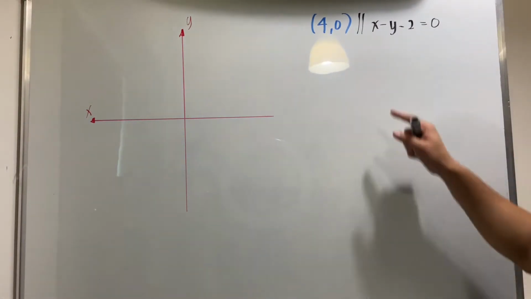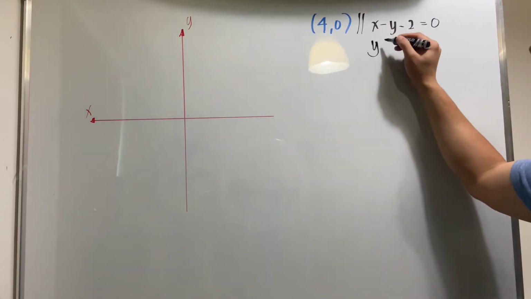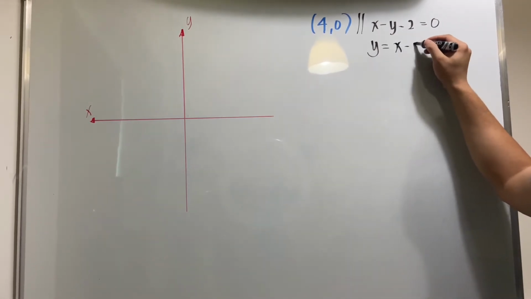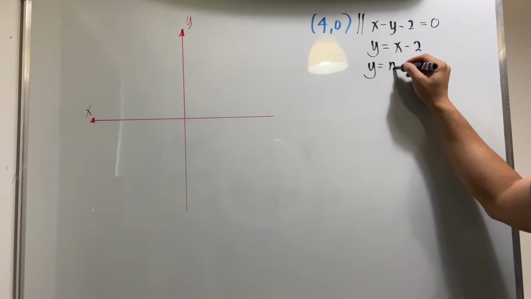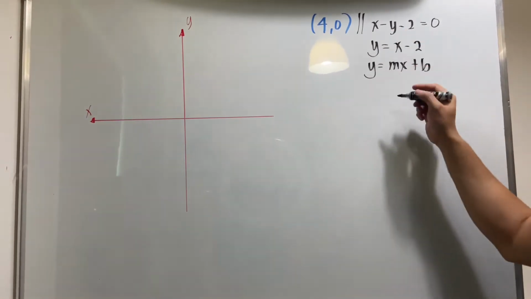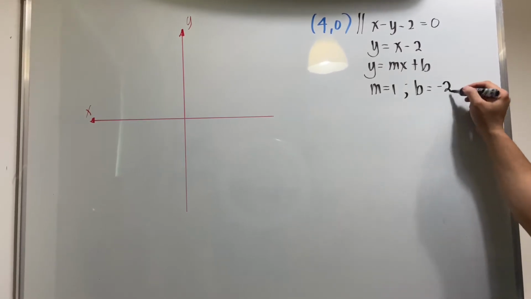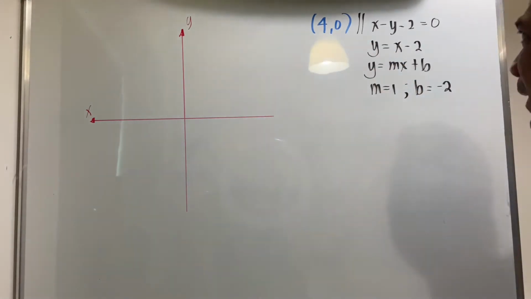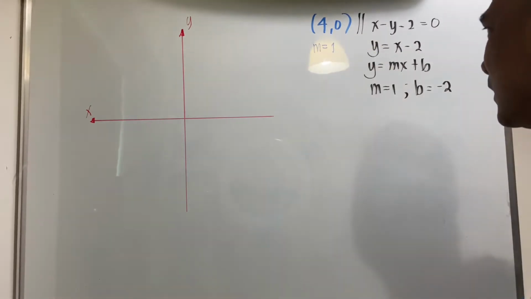Okay? So if I try to rewrite this into slope-intercept form, we can have y = x - 2. Based on the slope-intercept form, which is y = mx + b, this line has a slope of 1 and a y-intercept of negative 2. That gives us a hint that the line passing through (4, 0) also has a slope equal to 1.